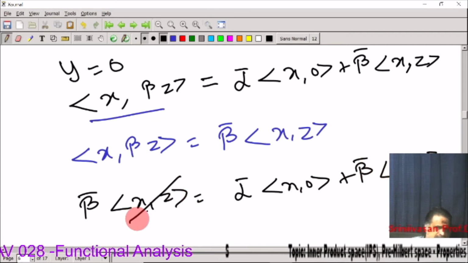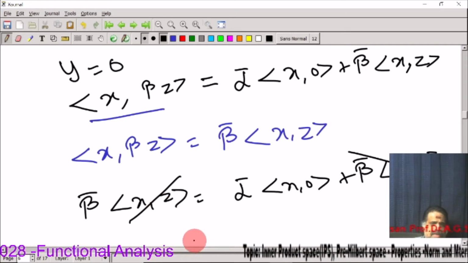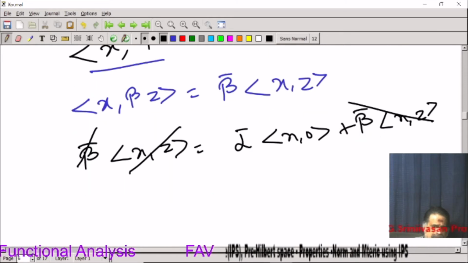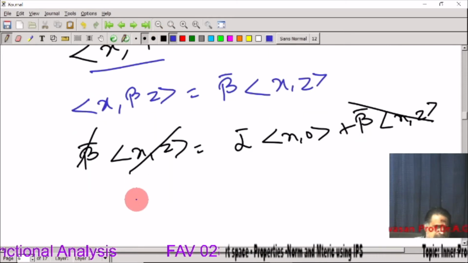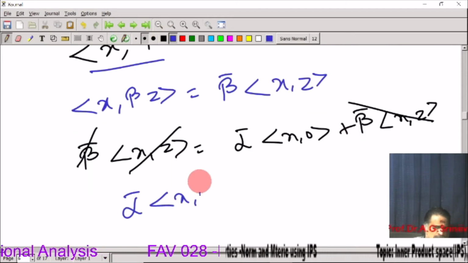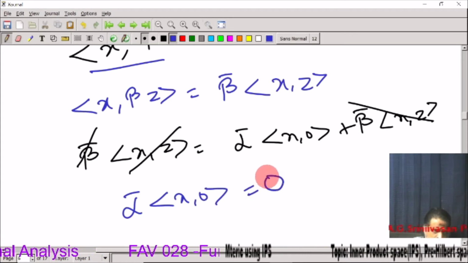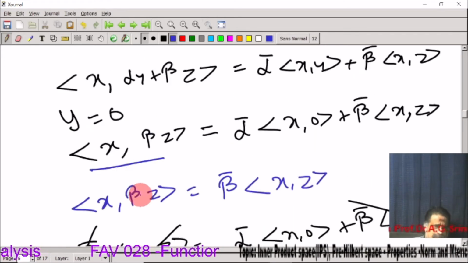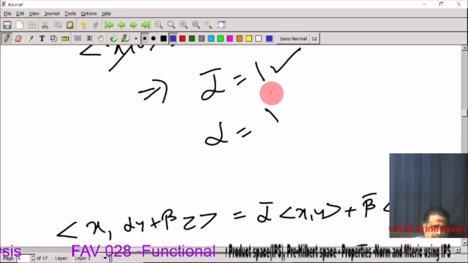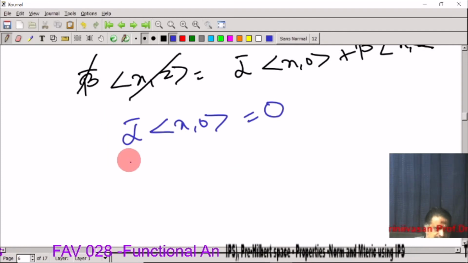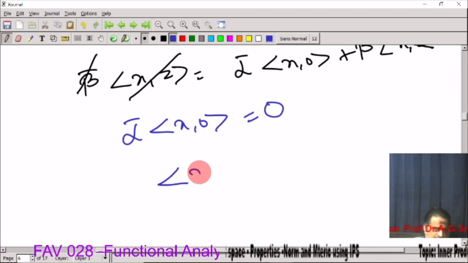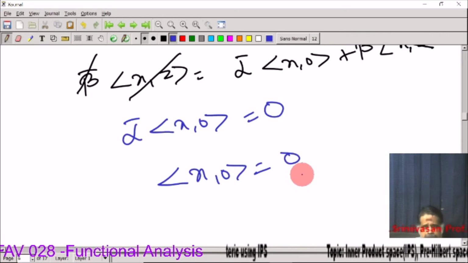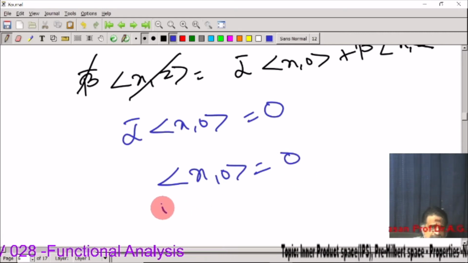By mathematical term, they are real numbers. I can cancel both sides because both are real numbers, including beta bar. So beta bar xz is cancelled. What I have now is alpha bar x0 is equal to 0. And because we have constructed alpha bar equal to 1, I can bring the alpha bar to this side. So x0 is equal to 0 by alpha bar, which is again 0. So this means that x0 is 0.